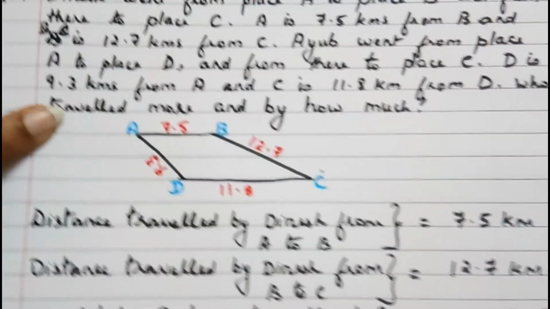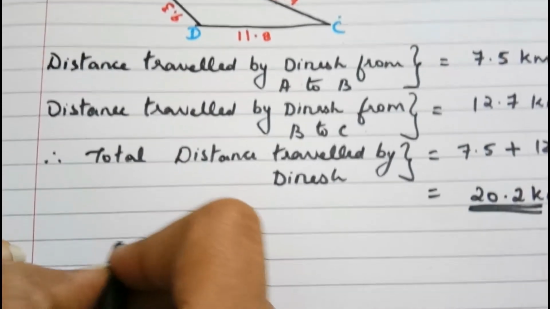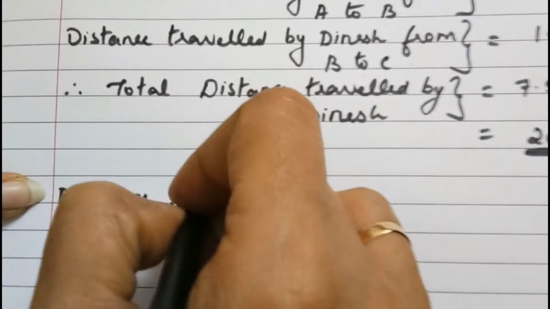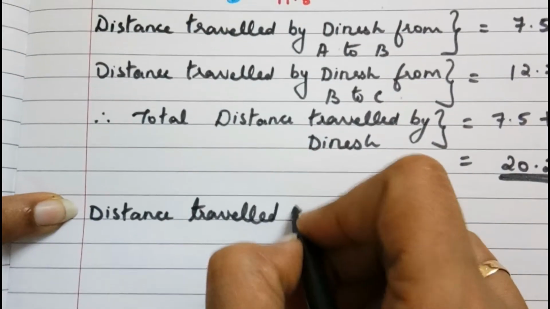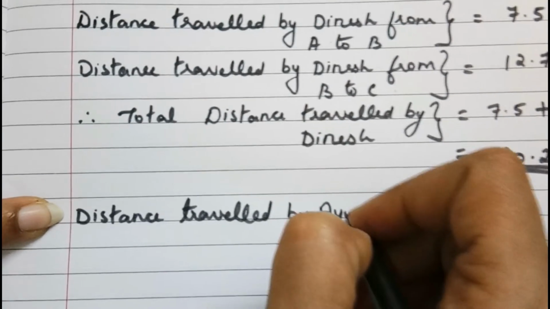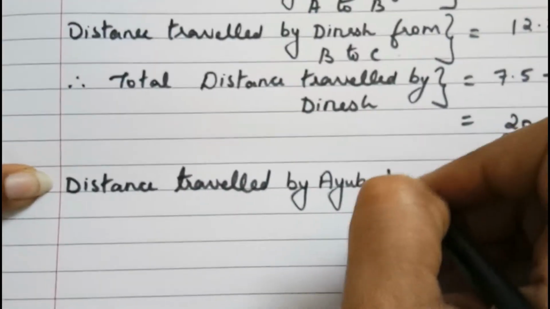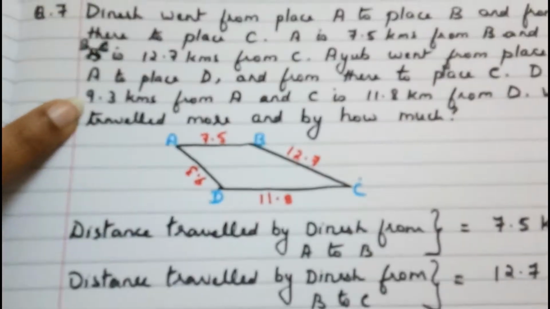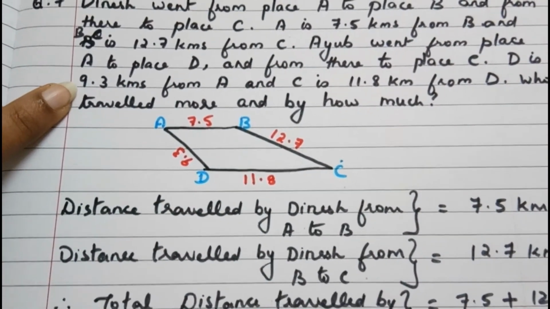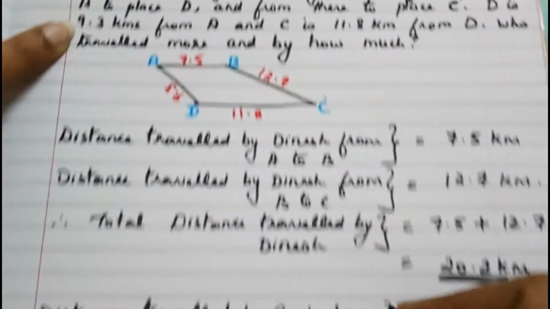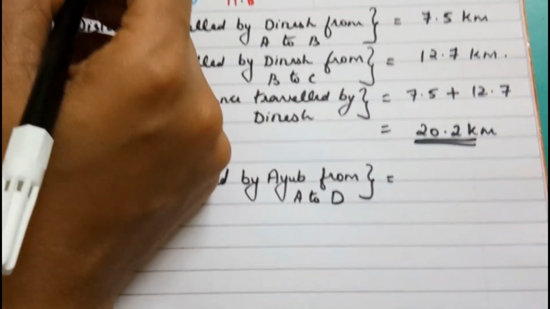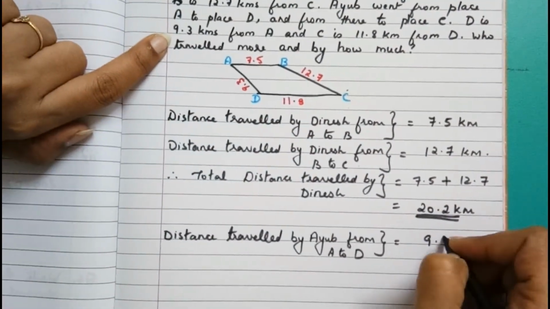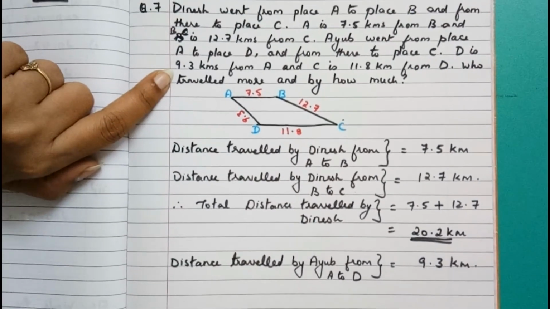So what will be the statement for this? Distance travelled by Ayub, where did he travel? He travelled from A to D. So the distance travelled by Ayub from A to D. So what is the distance there? 9.3, because D is 9.3 kilometers from A. So he travelled 9.3 kilometers.